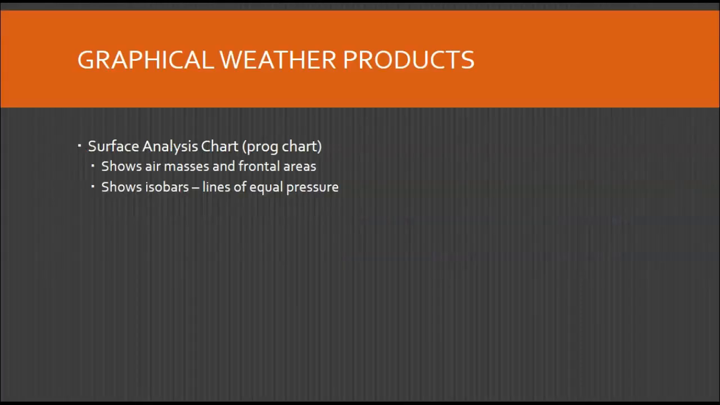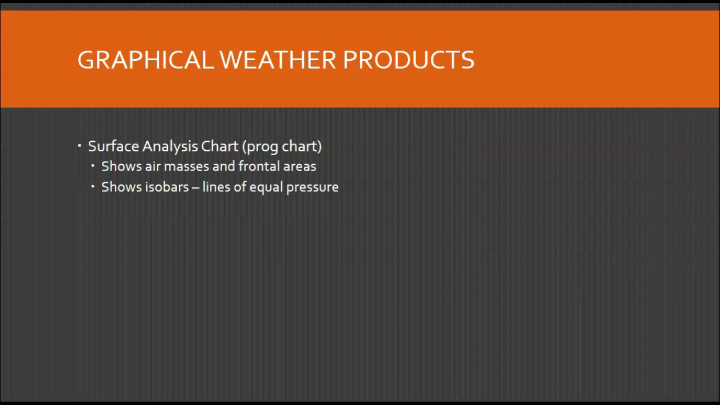There are also graphical weather products that are available from aviationweather.gov. One is called a surface analysis chart, and that's a PROG chart. PROG is short for prognostic, so this is a forecast or a prediction. And it shows air masses and frontal areas and their movement. It also shows isobars. Isobars are lines of equal pressure. And remember, when those isobars are very close together, that means that the wind is going to be very strong in that area.